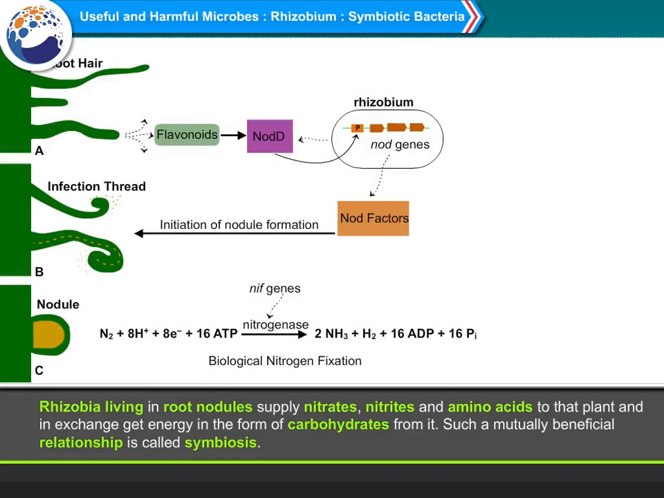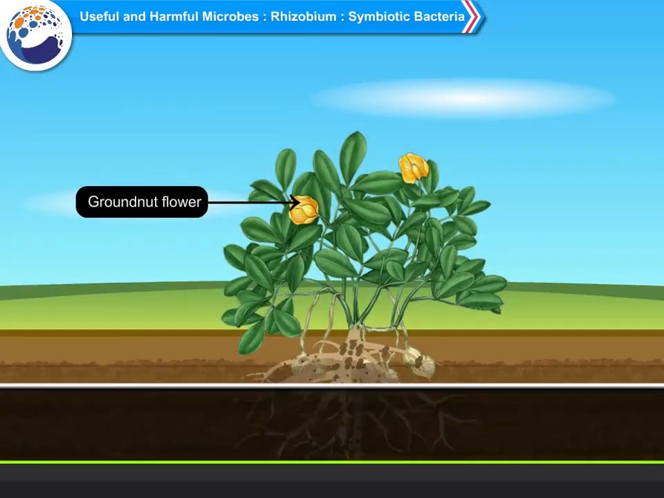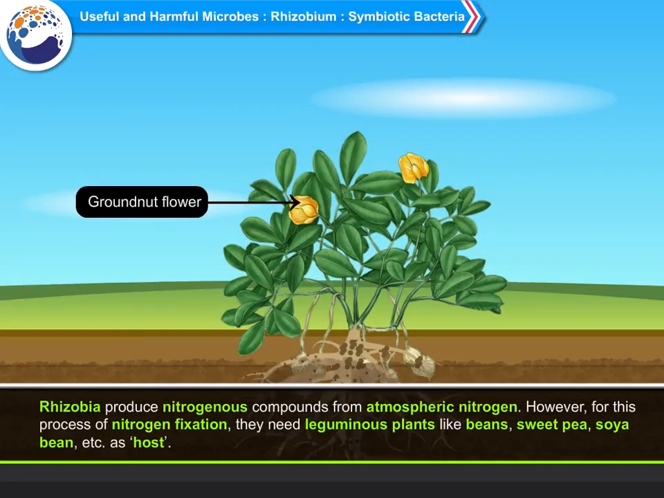Rhizobia living in a root nodule supply nitrates, nitrites and amino acids to that plant and in exchange get energy in the form of carbohydrates from it. Such a mutually beneficial relationship is called symbiosis. Rhizobia produce nitrogenous compounds from atmospheric nitrogen. However, for this process of nitrogen fixation, they need leguminous plants like beans, sweet pea, soya bean, etc.